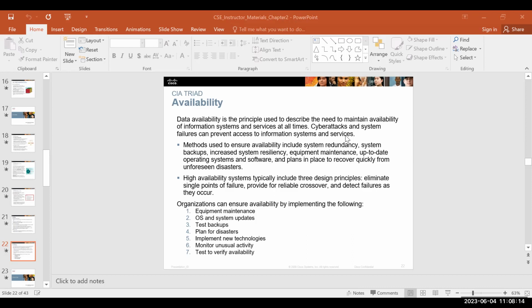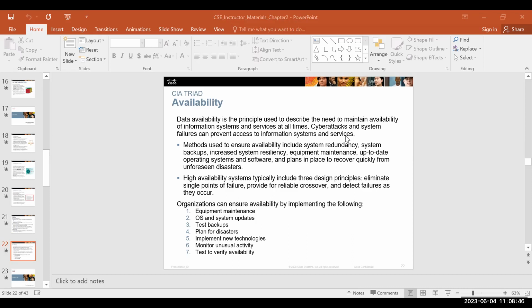Organizations can ensure availability by implementing the following. If you want to get high availability, you are advised to implement the following. As a cybersecurity specialist, you should know this very well, and this should be part of your daily activity and operations. Number 1 is equipment maintenance. You should maintain your equipment. Operating system and system update: you should update the operating system and the software as well.